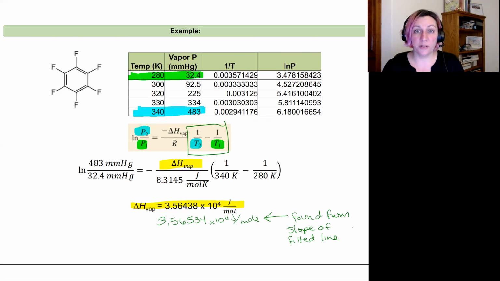There's another practice problem following this. Try it yourself first, and I'll walk through the solution.